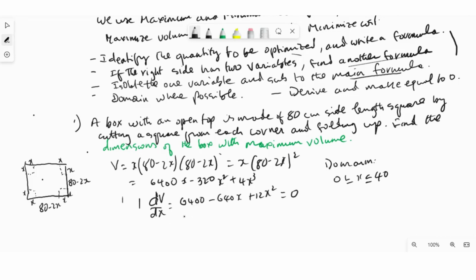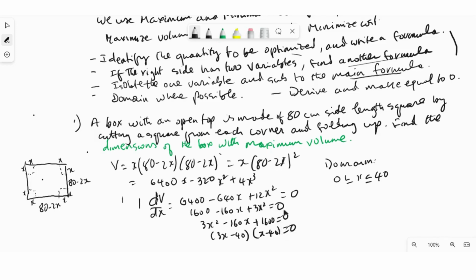So, to derive this one, we derive that. And then we make it equal to 0. I can divide all by 4. So, this will be 1600 minus 160x plus 3x squared. We divided all by 4 because it's equal to 0. So let's write it like 3x squared minus 160x plus 1600 equal to 0. At this point, we factor or we use the quadratic formula if you cannot factor. So we can factor here. It will be (3x minus 40) and (x minus 40) equal to 0.